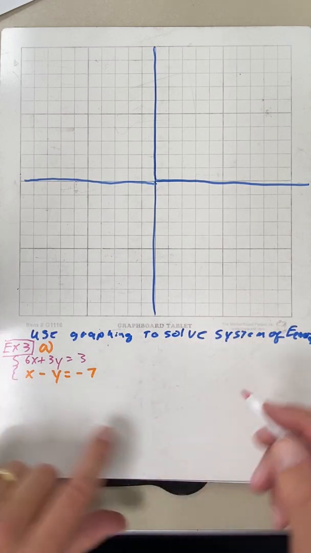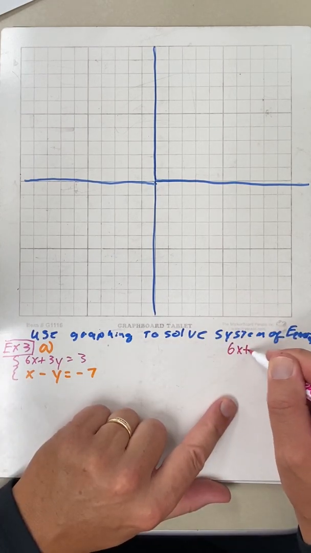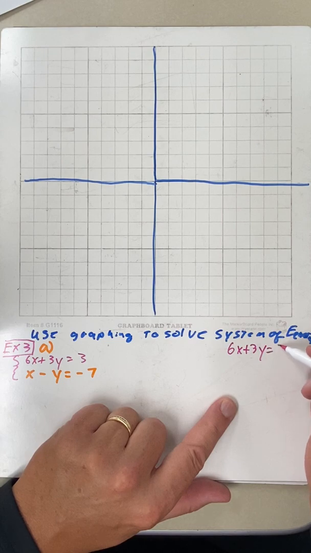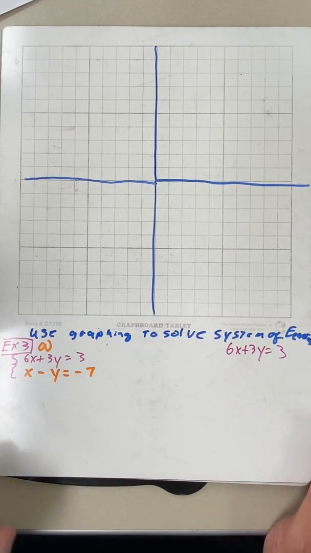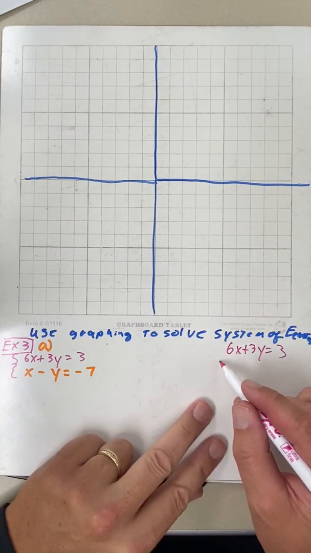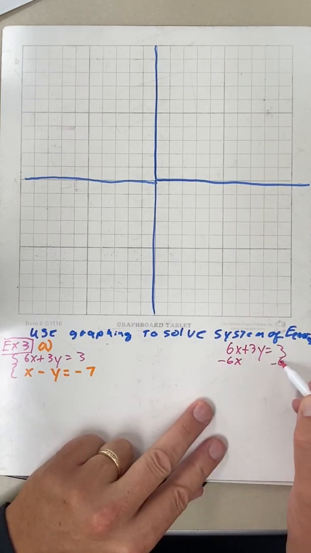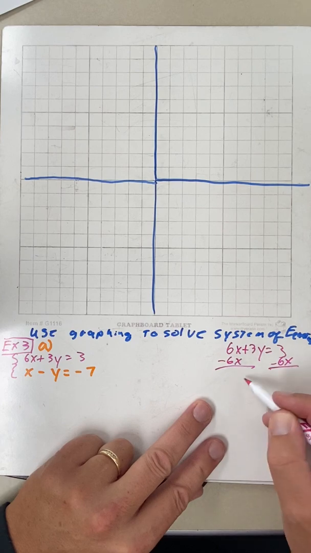I'm going to start out here with the 6x plus 3y equals 3. In order to graph these, we're going to get them in slope-intercept form. So I need to get the y by itself. So the first thing I'm going to do is subtract 6x from both sides, and we'll get 3y equals negative 6x plus 3.